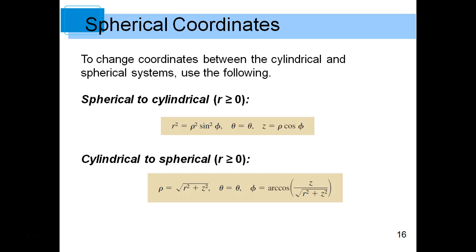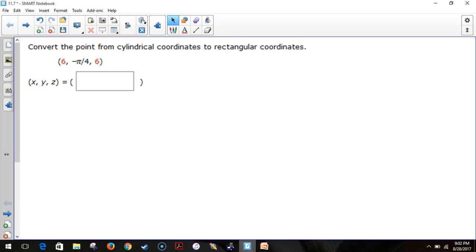Before we look at how to sketch some of these and swap equations, let's do some practice with switching coordinates. So I have a cylindrical coordinate of 6, negative pi over 4, 6. So I have r being 6. Theta is a negative pi over 4. And of course z is going to be a 6.